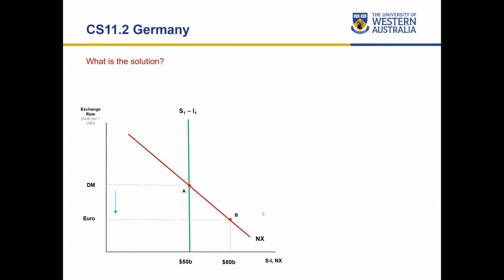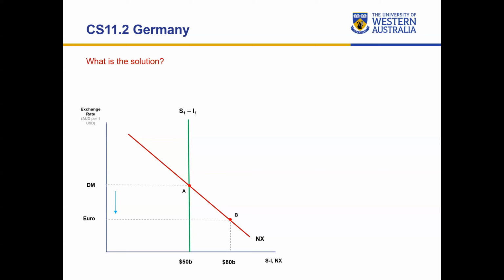So what has been suggested as possibly the only viable solution, given that you can't change the exchange rate, given that you can't move the S-I line to the right, because that involves even higher levels of German ownership of foreign assets, and that's not going to be politically acceptable. The only solution is take the NX curve and shift it to the left. So how do you do that? Well, you could do it by decreasing X or increasing M.